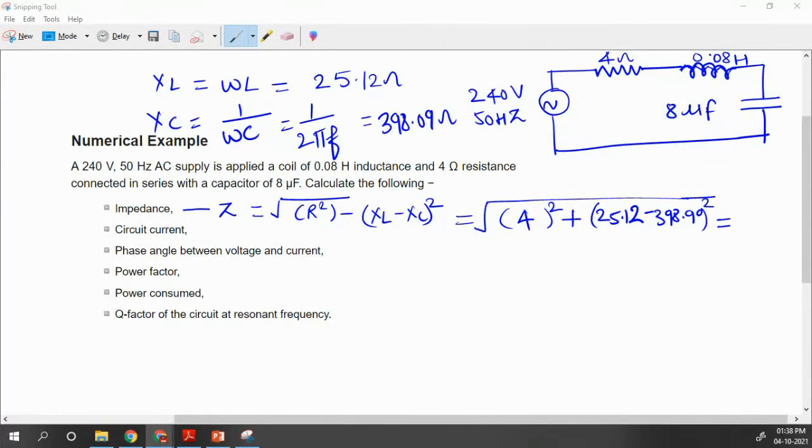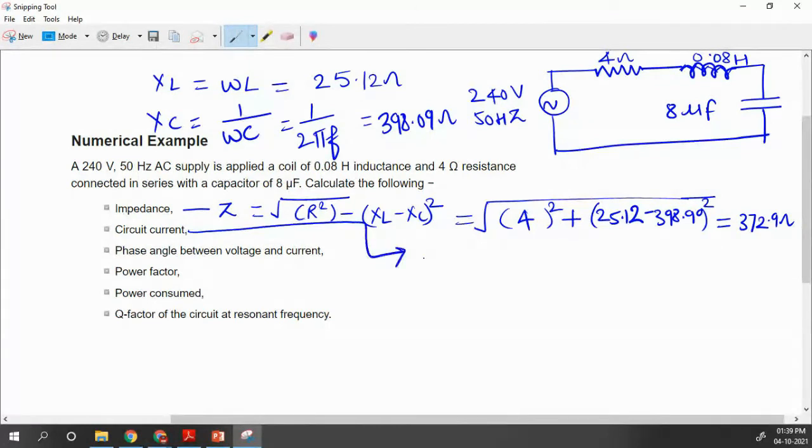Okay, I will solve this. Next time you can solve it. So we will solve this equation and we will find the value of this impedance, that is 372.9 ohm.